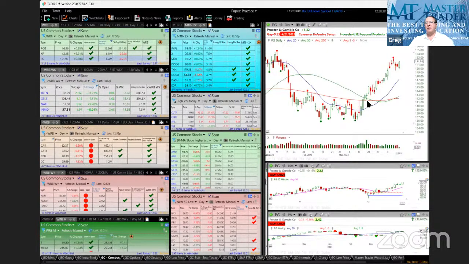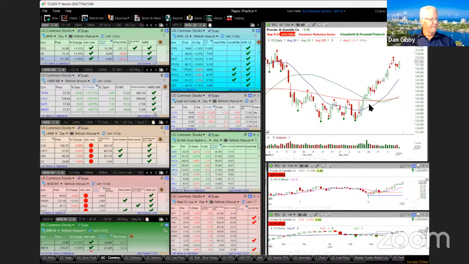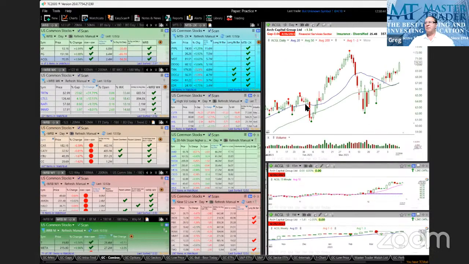This was actually in the green room, wasn't it, Dan? Procter and Gamble down here, right? Yeah, that was one of the trades. So there's an igniting bar, not too far from resistance, but consolidation, igniting bar, insurance company. Then we look at the earnings. This is going to report earnings at the end of the month, so there's time there.